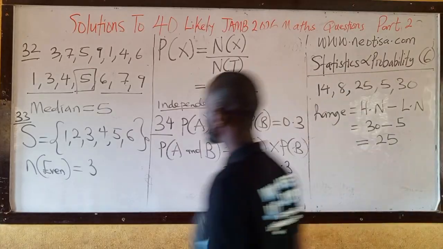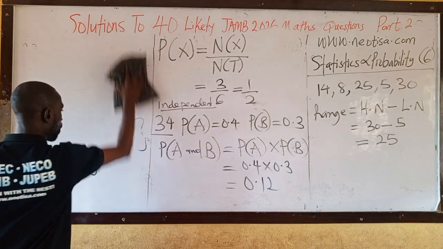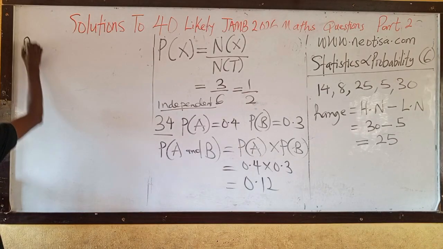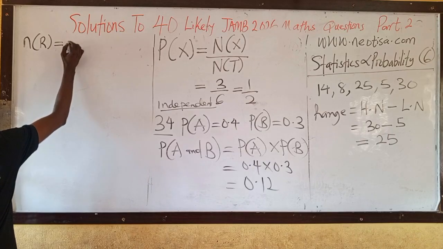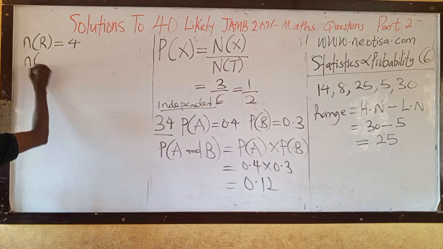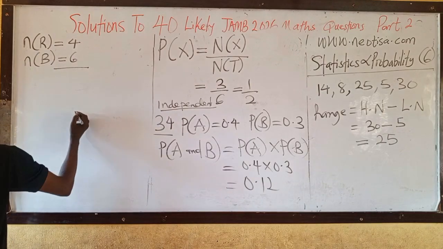Let's go to question 36. We're almost done. Question 36. A bag has 4 red balls. Number of red equals 4, and number of blue balls equals 6. We first get the total number.